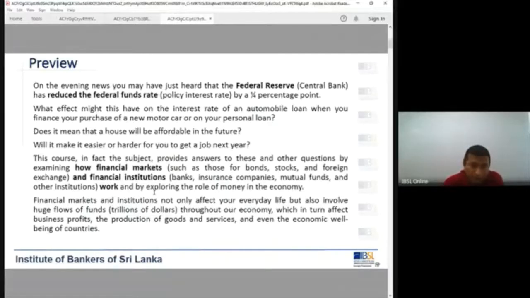You may have an understanding, but you can further fine-tune it with rationality by having a picture of these aspects in this program. So what we have to say here is that financial markets and institutions not only affect your day-to-day life, but these activities also involve a huge flow of funds. Huge flow of funds. I mean, it's not like 1 billion or 2 billion, no, it's trillions of dollars.